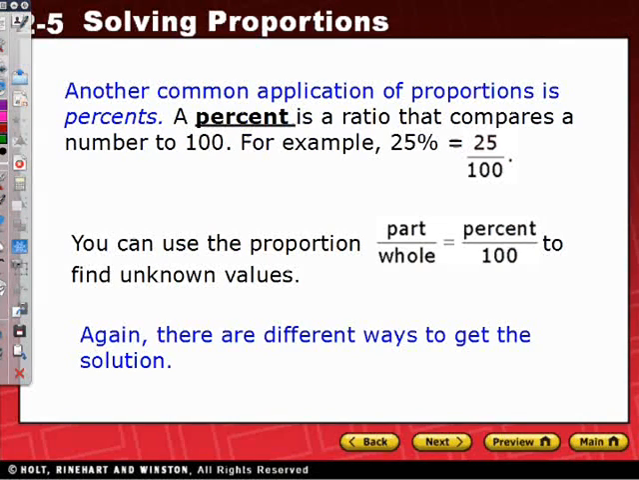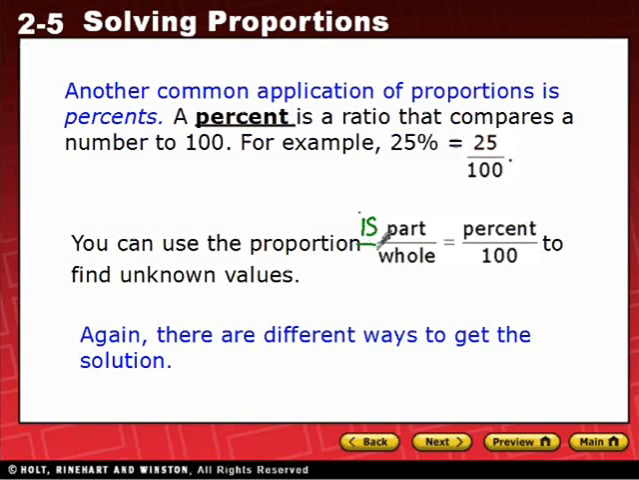And you can use that proportion, part to whole equals the percent over 100, to find any unknown values. And some of you also learned the idea of "is over of equals percent over 100" as a little mnemonic device, a way to remember it, because the is number is the part and the of number is the whole. And then we always keep that 100 on the bottom.